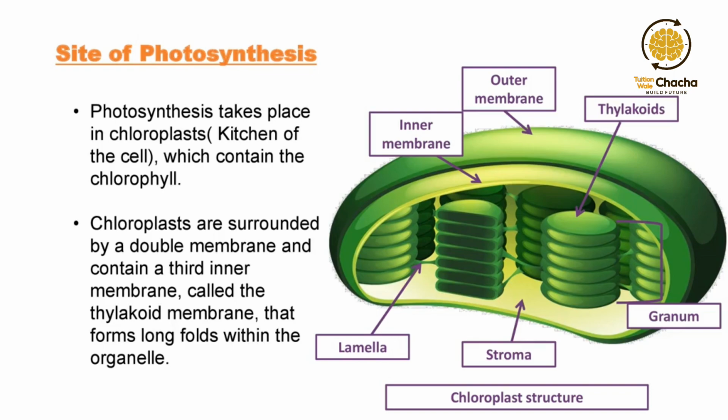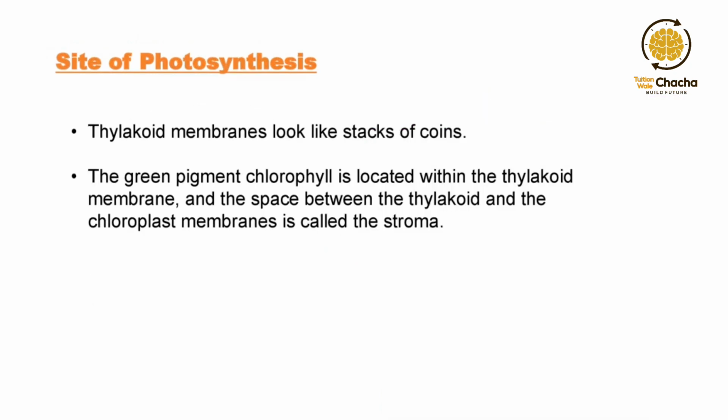Site of photosynthesis. Photosynthesis takes place in chloroplasts, the kitchen of the cell, which contain the chlorophyll. Chloroplasts are surrounded by a double membrane and contain a third inner membrane, called the thylakoid membrane, that forms long folds within the organelle. Thylakoid membranes look like stacks of coins. The green pigment chlorophyll is located within the thylakoid membrane, and the space between the thylakoid and the chloroplast membranes is called the stroma.